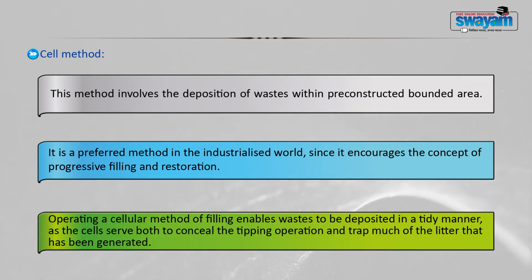Now, when you do a cell method, the deposition of waste or the loading of waste is done in a tidy manner and they serve both to conceal the tipping operation and trap much of the litter that has been generated. So, out of the different methods, the cell method is the more preferred method. Now, here the everyday waste after being dumped in the landfill cell will be covered with one layer of soil. This will prevent the wind blown litter.